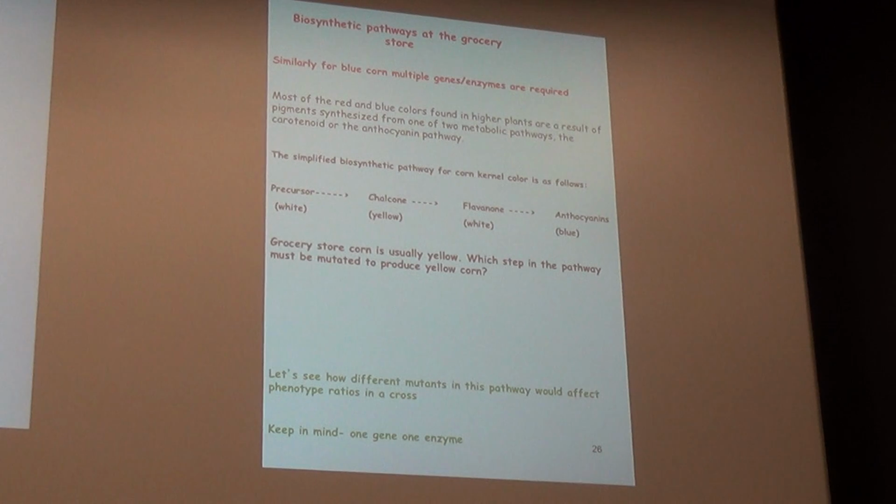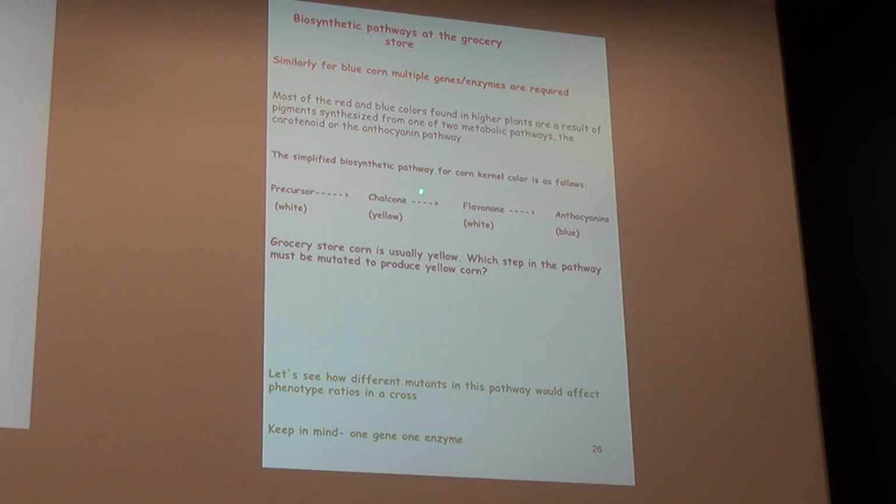And then there's a precursor. We're going to ignore the precursor for now. We're going to keep it simple. We're going to focus on this part of the pathway. Right? So, if you buy yellow corn, where in the pathway would the mutation be? Would it be here? Would it be here? Or would it be here? And the answer is, it's going to be right there.